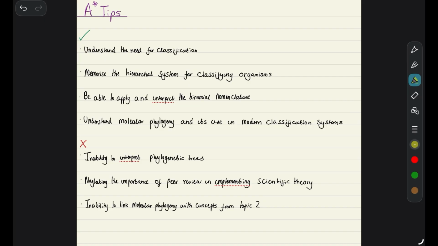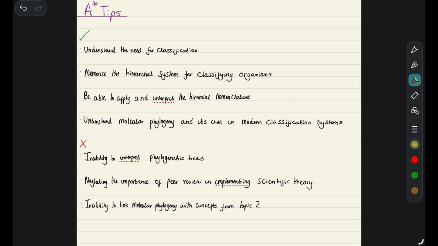Now, neglecting the importance of peer review in scientific theory. I'll be very honest with you, it's not a common question, especially in SNAB, but it's a question that I think is pretty easy to pick up marks on. So just make sure that you understand what's really going on there, because I don't think it takes too long to learn, even if it's unlikely to come up.